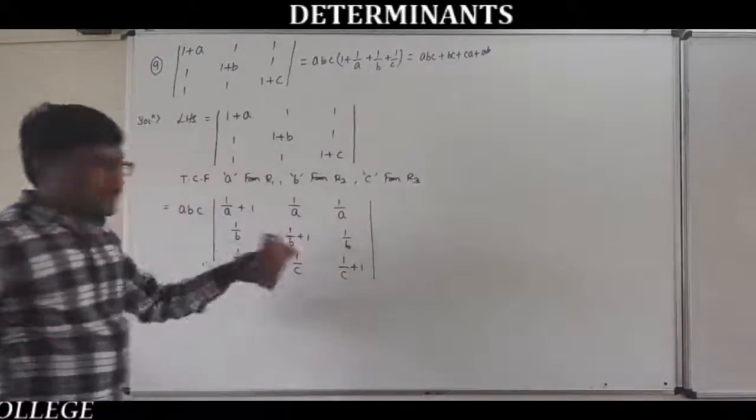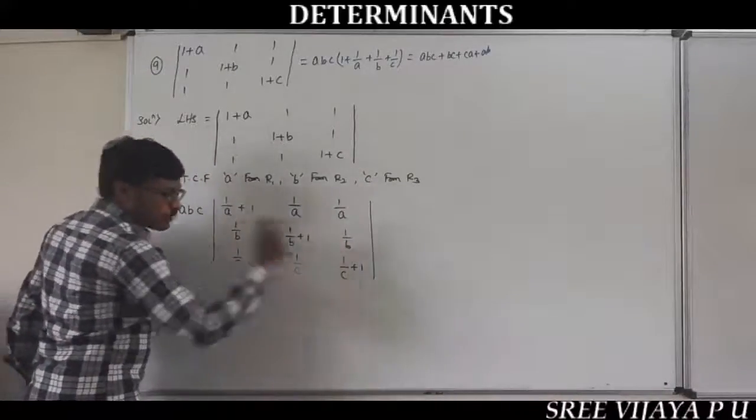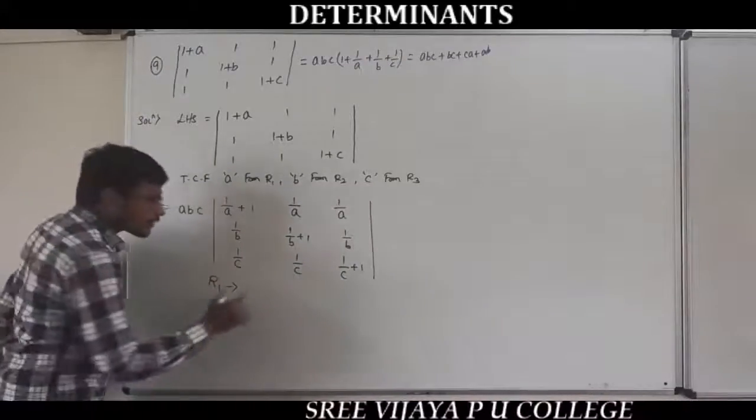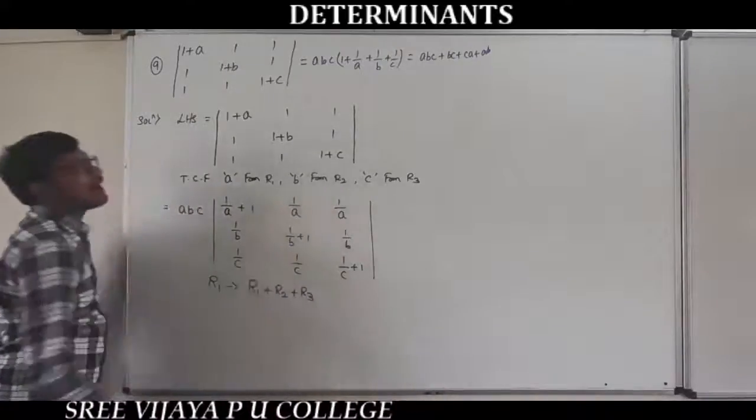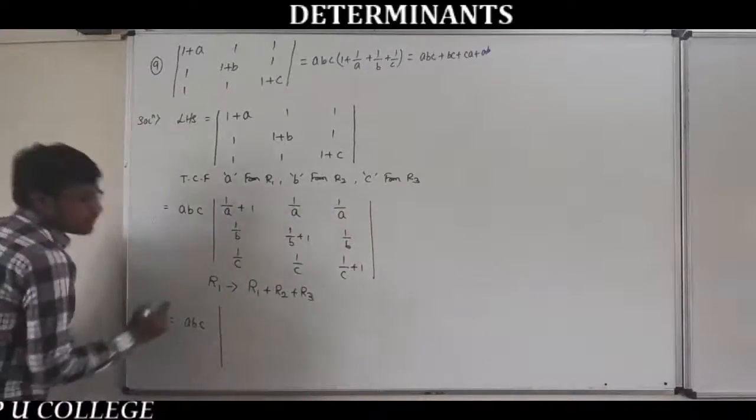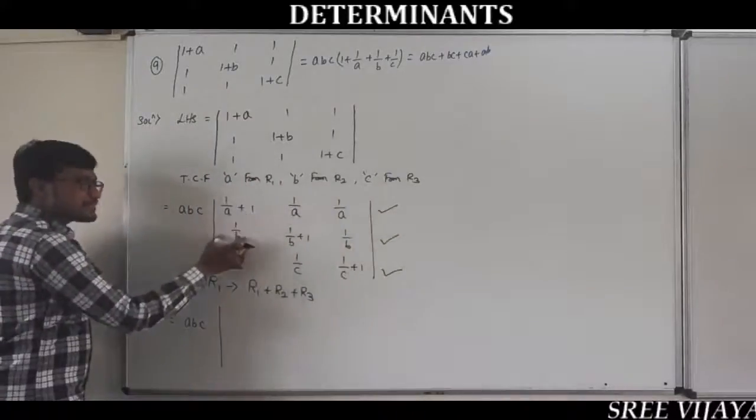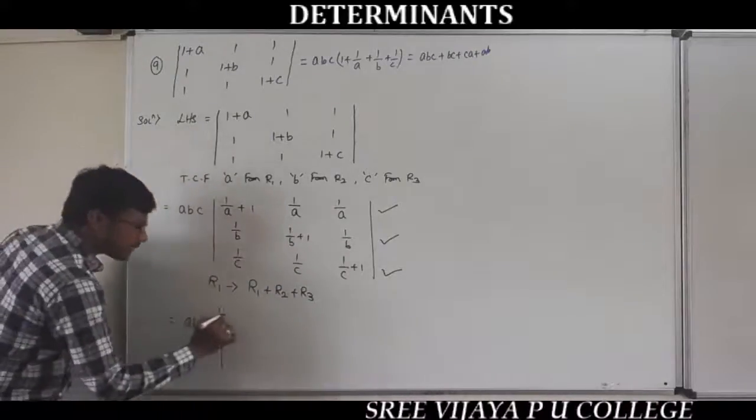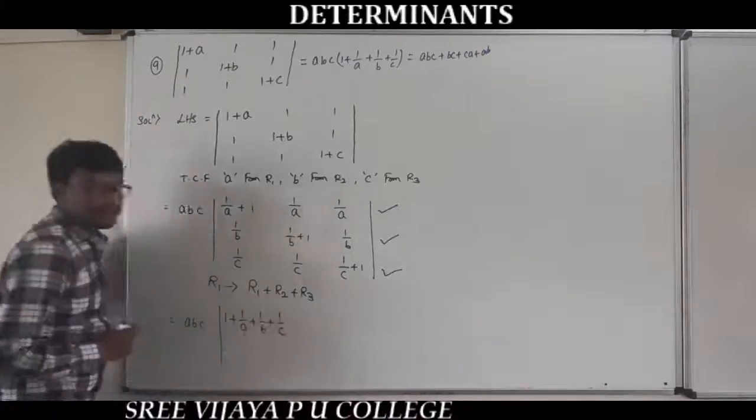So obviously, now we can apply the elementary operation, because in R1 the elements are the same, in R2 the elements are the same, in R3 the elements are the same. So you can apply the elementary operation R1 changes to R1 plus R2 plus R3. So A, B, C. So R1 plus R2 plus R3, this plus this plus this. 1 by A plus 1 plus 1 by B plus 1 by C can be written as 1 plus 1 by A plus 1 by B plus 1 by C.